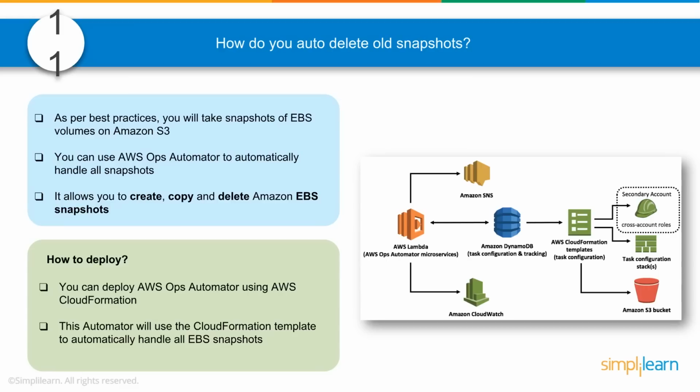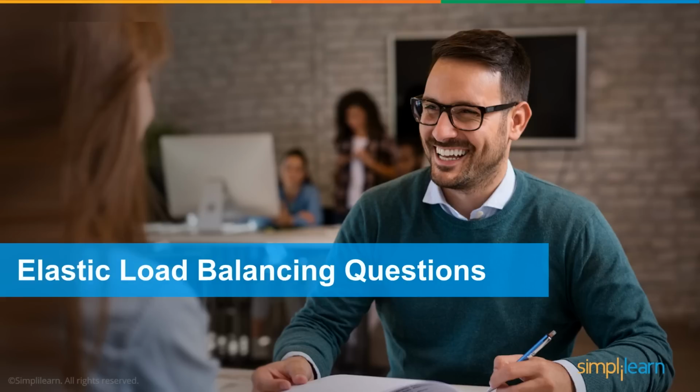The Ops Automator service allows us to create, copy, and delete EBS snapshots. There are CloudFormation templates available for AWS Ops Automator, and this template will scan the environment and take snapshots. It would copy the snapshot from one region to another region if you're setting up a DR environment. And not only that, based on the retention period that we create, it's going to delete the snapshots which are older than the retention period. So managing snapshots is made a lot easier because of this Ops Automator CloudFormation template.